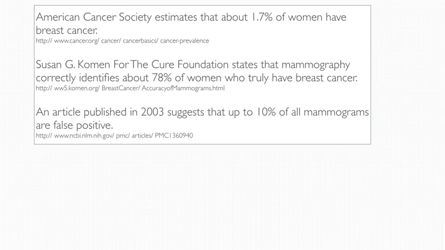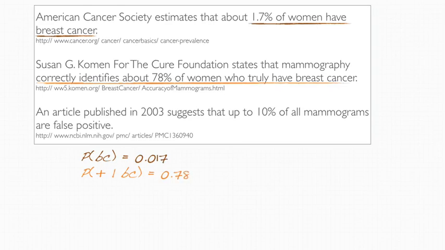As usual, let's first parse through the percentages we're given. The probability of having breast cancer is estimated to be 0.017. The probability of testing positive, given that somebody has breast cancer, is 0.78. And the probability of testing positive, even though somebody does not have breast cancer, is 0.10.